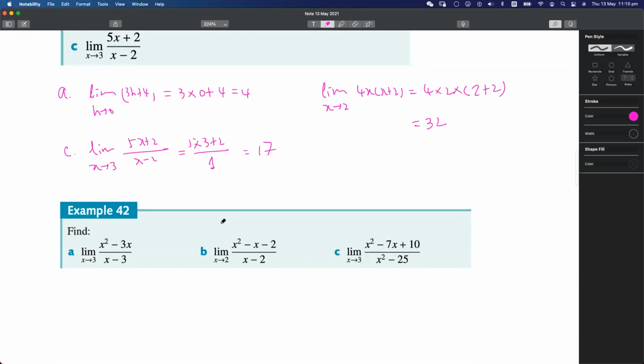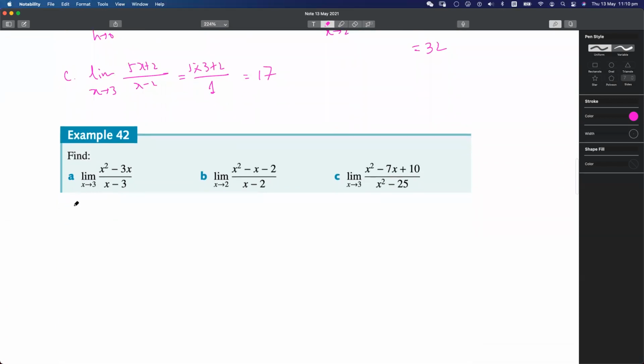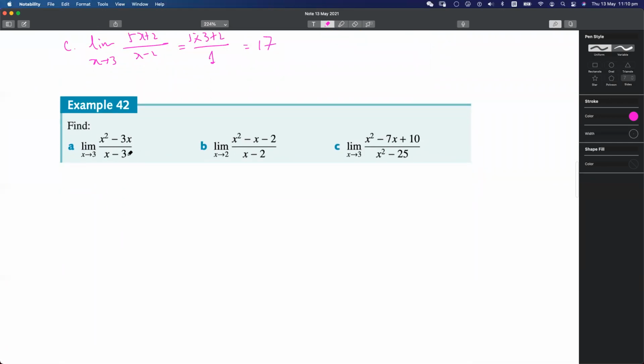Okay, and in this example, you're going to see when you put this number back, especially in the first two examples, you put 3 back, your denominator is 0, which makes this expression undefined. Part b does the same thing. So before putting the value back, we have to simplify. That equals x bracket x minus 3 over x minus 3. So the limit as x goes to 3 of x, so your answer is just equal to 3.